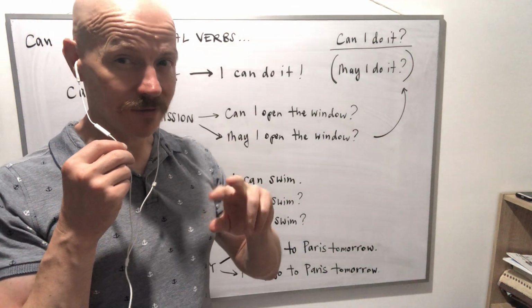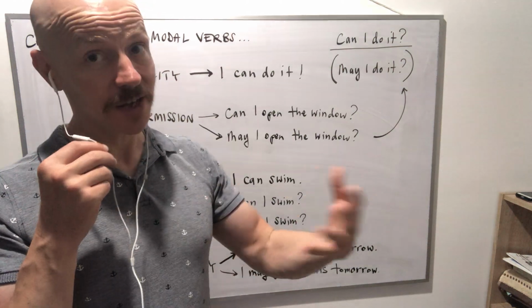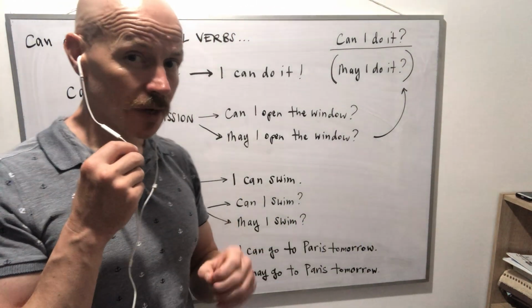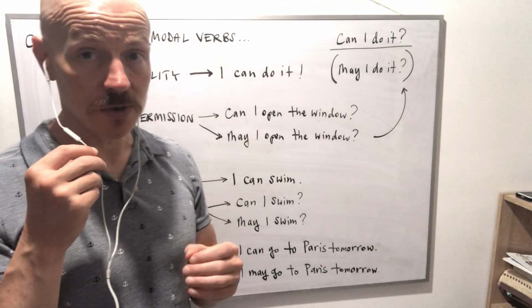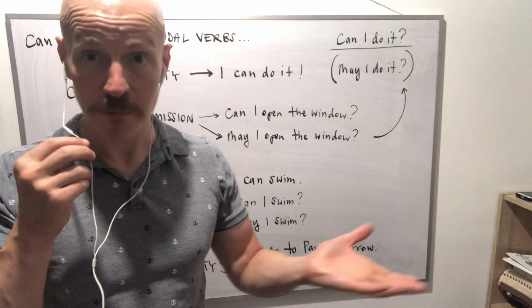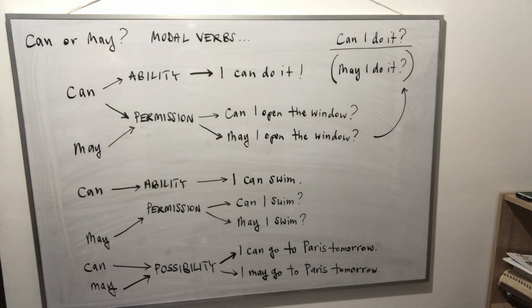Just be aware that you can use can for two reasons. Principally for ability, I can do that. And also, yeah, we can ask permission. Can I? And may I only really is used for permission, because may I do that, please? It's very formal.